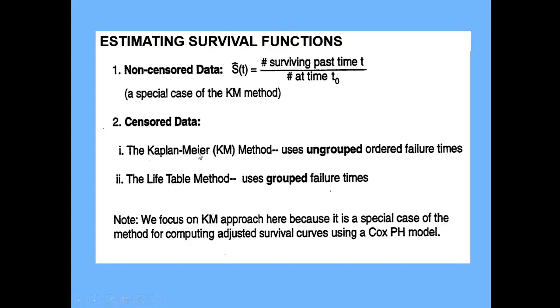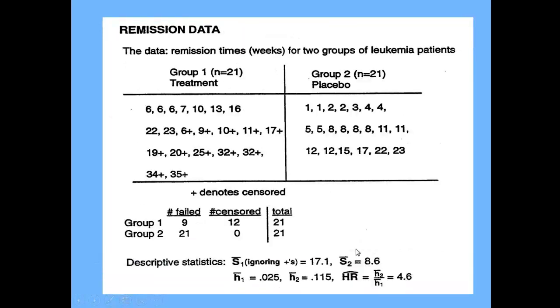One is called the Kaplan-Meier method, and the other is called the life table method. We're going to only talk about the Kaplan-Meier method because that's the method that generalizes to what the Cox model does, and that's the method that most people use, even though the life table method is another approach which uses grouped failure times, whereas the Kaplan-Meier method uses ungrouped. So I'm going to focus on the Kaplan-Meier method because it is a special case of the method for computing adjusted survival curves for a Cox model. It's related more to the Cox model.